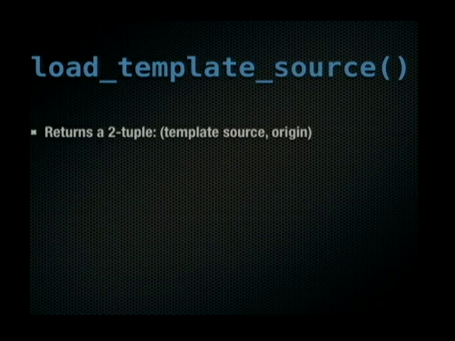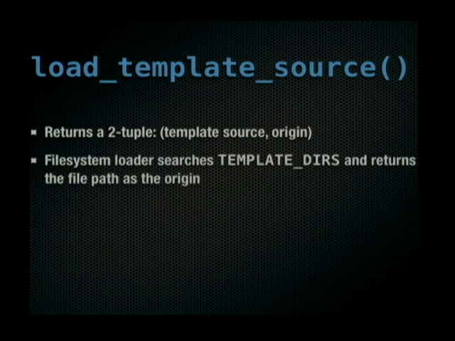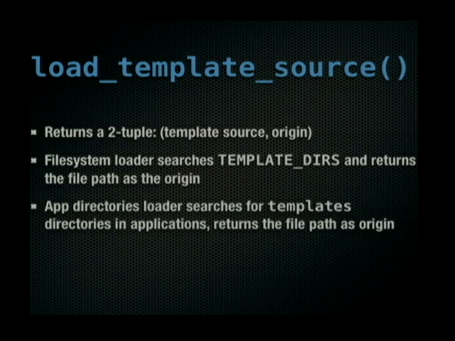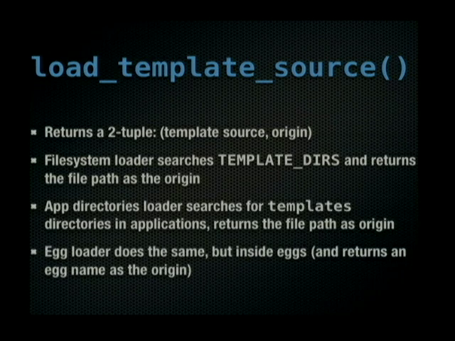Load template source basically returns a tuple of two things. One is the template source, which is just a string. The other is origin, which is, hey, where did you get that from? There's a file system loader, for example, that searches through your template directories and returns the file path as the origin. The app directories loader does the same thing. There's an egg loader that looks inside Python egg files and returns the egg name as the origin.